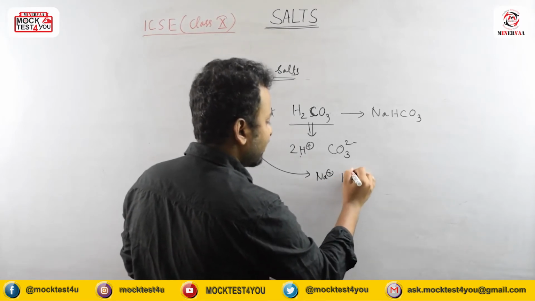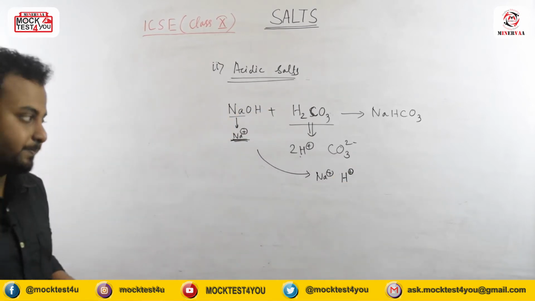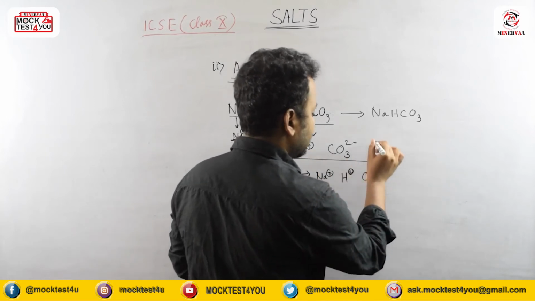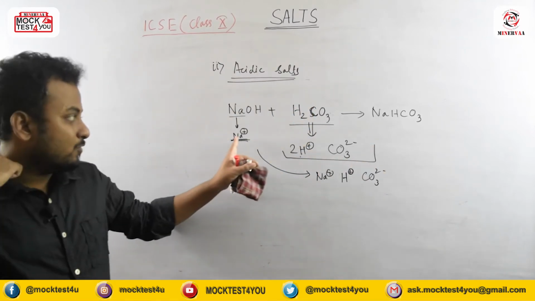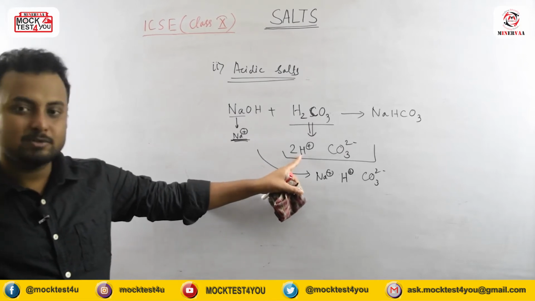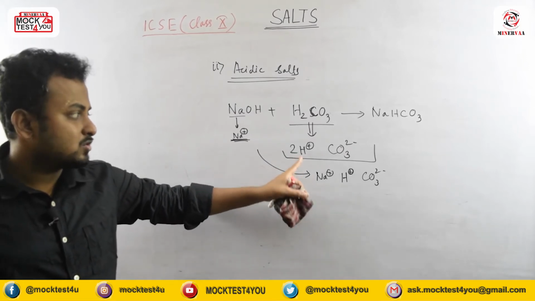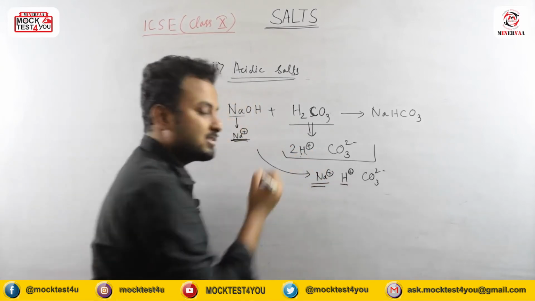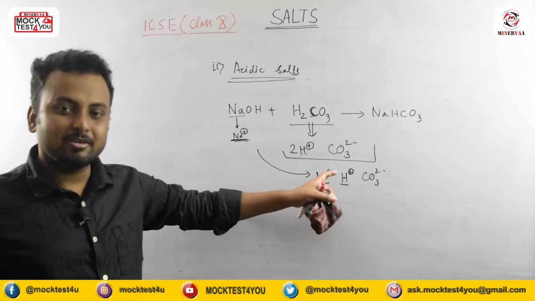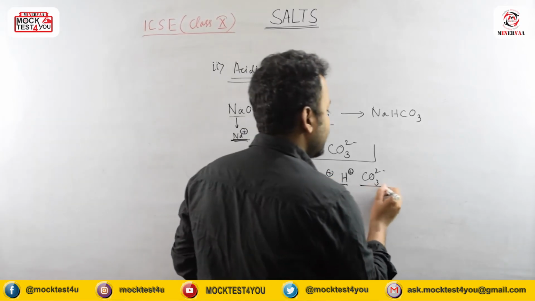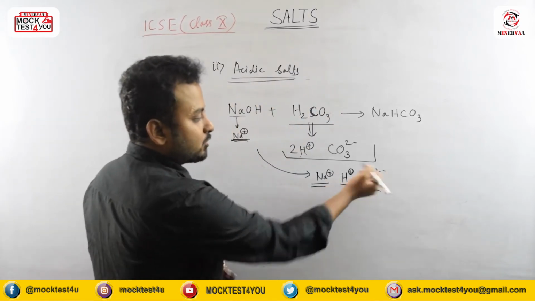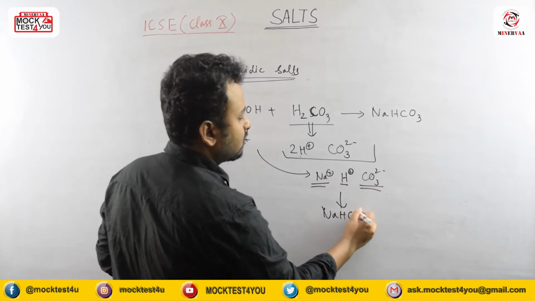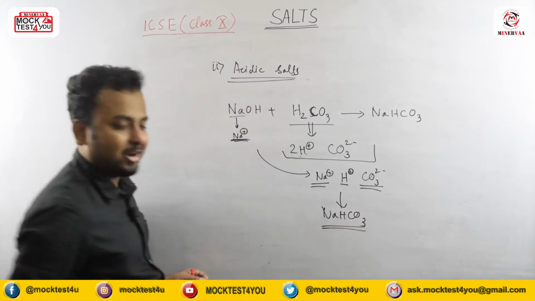I'm breaking the thing down and trying to make you understand. Okay, Na+, H+ and CO3 2-. When one Na+ is replacing one H+, because one H+ is already replaced, we get Na+ and one H+ is left, because there is partial replacement, and CO3 2-. So 2 positive charge and 2 negative charge. What we will get? NaHCO3, which is known as sodium bicarbonate.